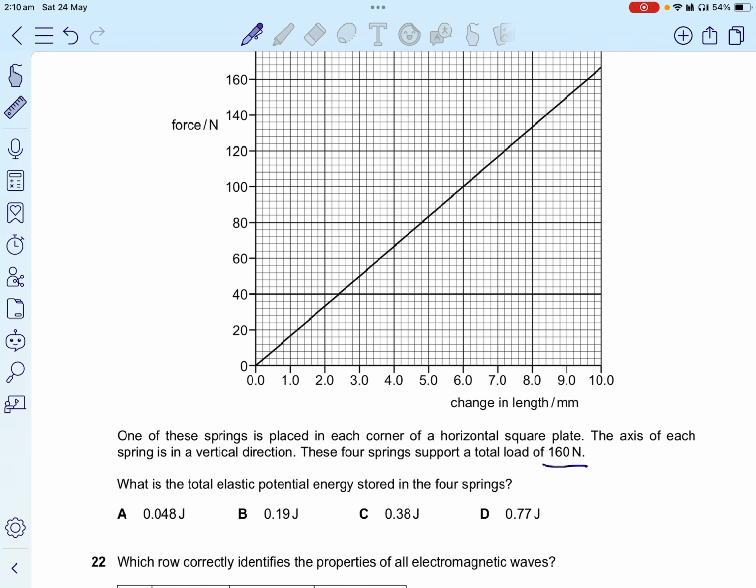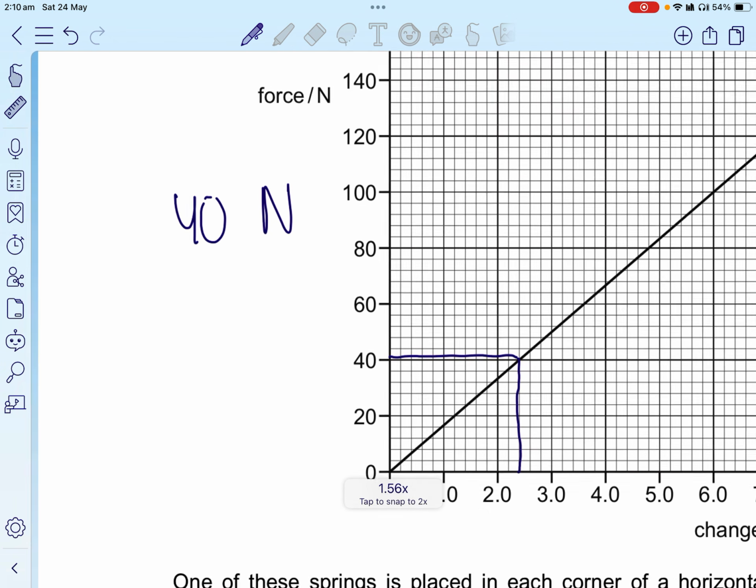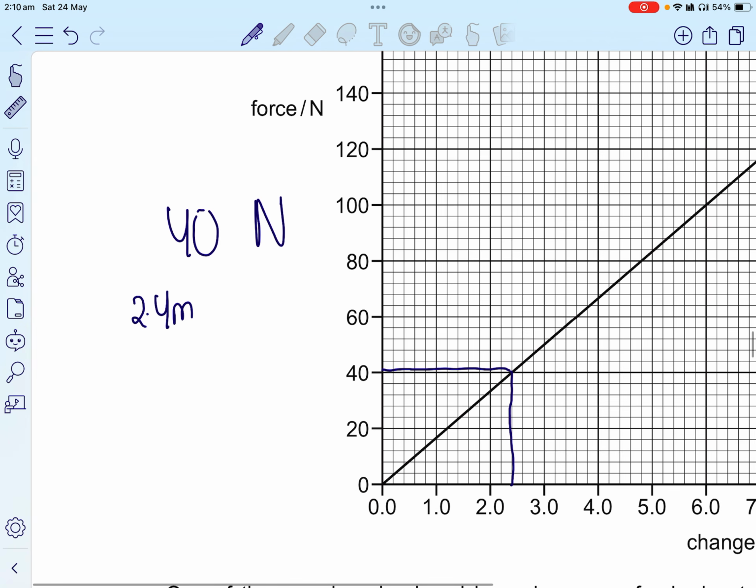So each of the springs is technically getting 40. What you're supposed to find is the total elastic energy in the four springs. Each spring gets a 40 newton force because 160 divided by 4 is 40. Now at 40, what's your extension? If you go from here, you see at 40 your extension is basically 2.4 mm. That is equivalent to 2.4 × 10^-3 meters, since 2.4 divided by 1000 is 2.4 × 10^-3 in meters.